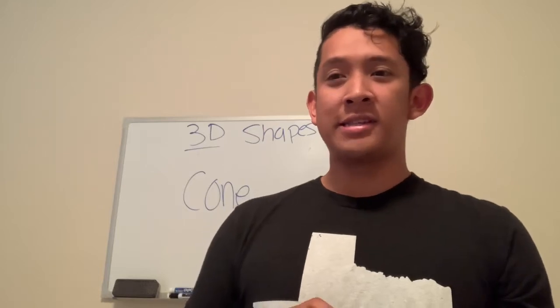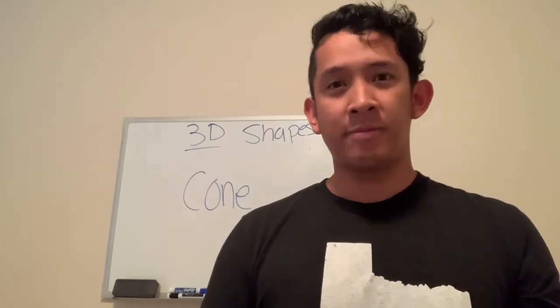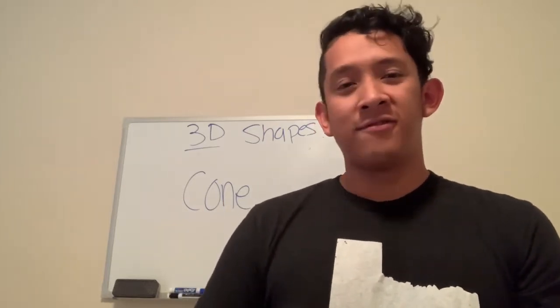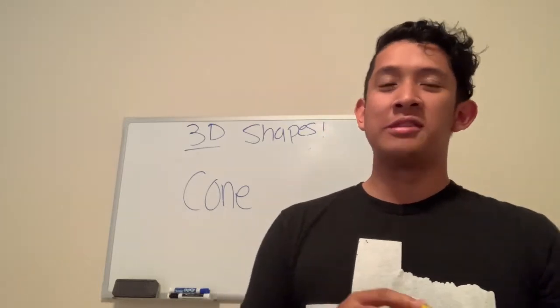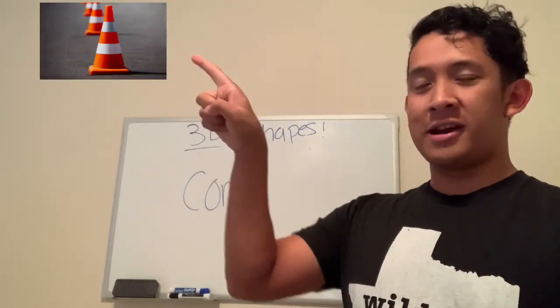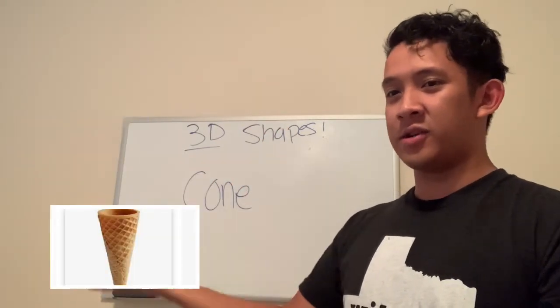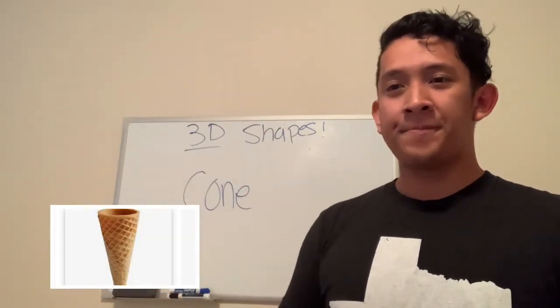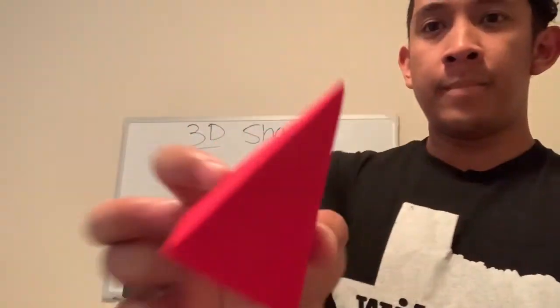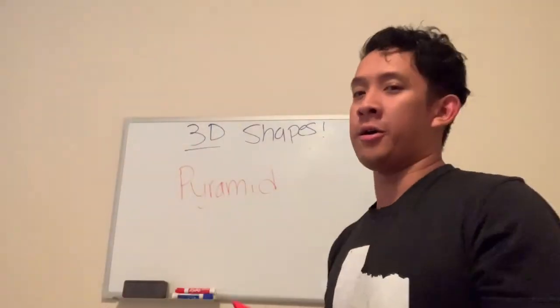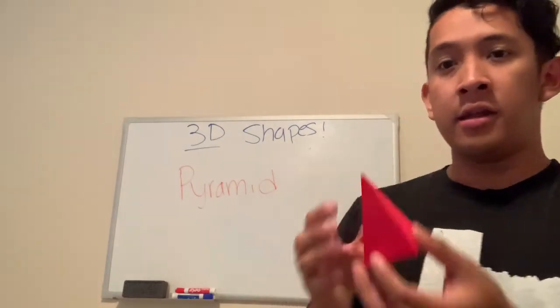But here are some examples of ice cream, or not ice cream, now I have to stop thinking of ice cream cones. Here are some examples of cones in the real life world. Here's one right here, another one right there, and this one right here. Okay, let's do it. The next one we're going to talk about is a pyramid.